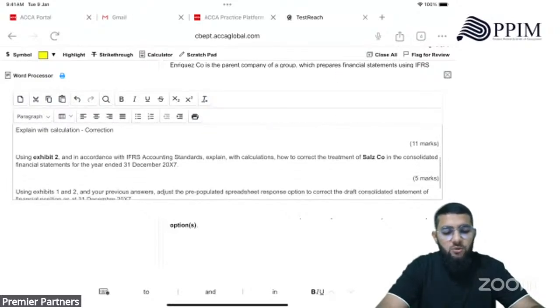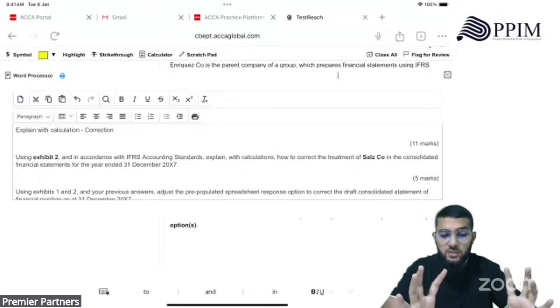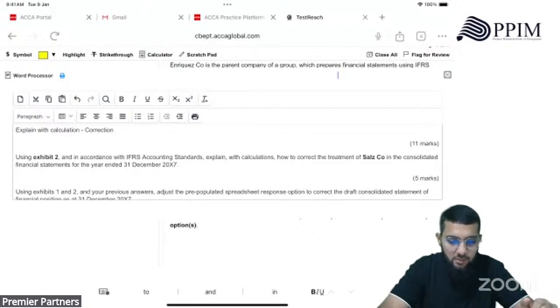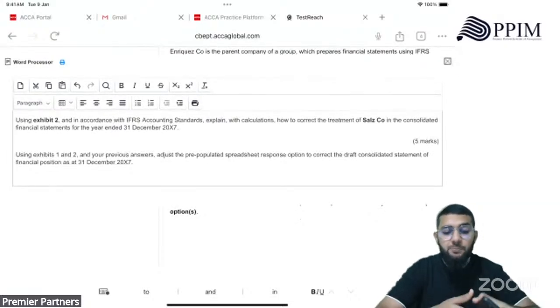Right. Then using Exhibit 2, you need to show how to correct the treatment of Sales Co. It's 5 marks. So here again, we are looking at 60-40 approach. So 60-40 would mean 3 and 2, right? So you might be in a position to get 3 marks for explanation, 2 marks for calculation and correction. All right. So that's something you need to remember here. And final requirement C says using exhibits 1 and 2 and your previous answers, adjust the pre-populated spreadsheet response to correct the draft consolidated statement of financial position.